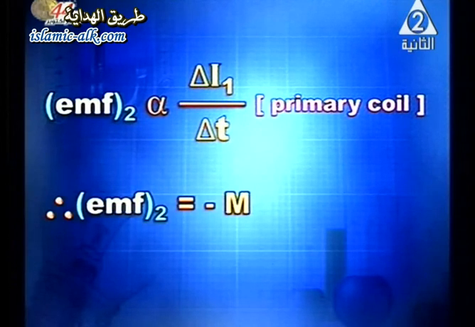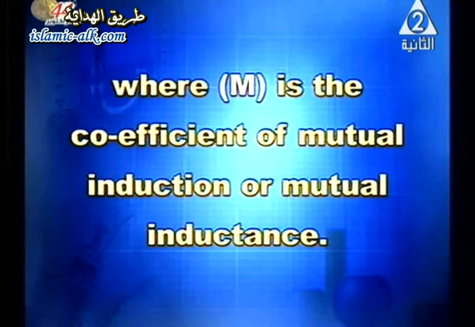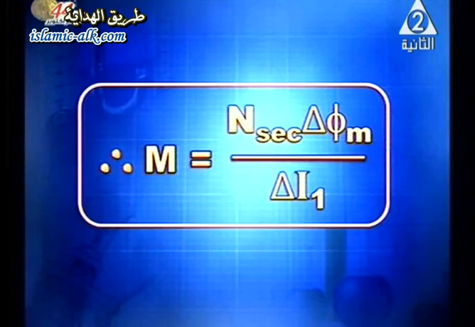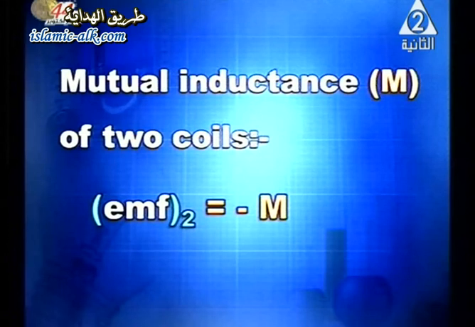As I said, M is equal to N secondary delta phi magnetic over delta I1, where I1 means the current in the primary. Okay.